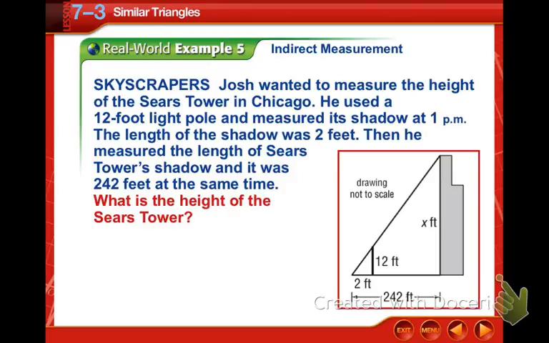So there's a couple ways we can do this. We can do 2 over 12 and 242 over x, or we can do 2 over 242 equal to 12 over x. Either way, it'll work, as long as we have similar parts opposite, so they're not going to multiply together. So 2 over 12 is equal to 242 over x. So we need to cross multiply.